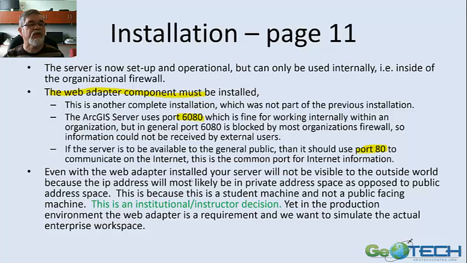Even with the web adapter installed, your server may not be visible to the outside world. Why is that? It's because of the IP address. This is an institutional decision, an instructor decision. You might be in private IP space, so anybody within your organization can see what you're doing. Other students in your class can see what you're doing. But you're not going to have a public-facing web server sitting there that anybody can ping and get into, assuming they have the appropriate password. Most organizations do not give out lots of public IP addresses, so your machine probably is going to be sitting behind the firewall. But again, that is up to your institution and your instructor.